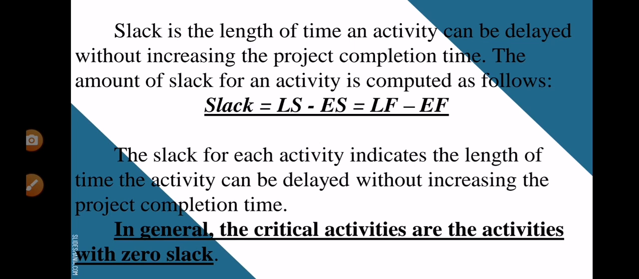project completion time. The project completion time here is 26 weeks. So the slack indicates how much time you can consume, so that even if an activity is delayed, your project completion time is still 26 weeks. In general, the critical activities are the activities with zero slack.